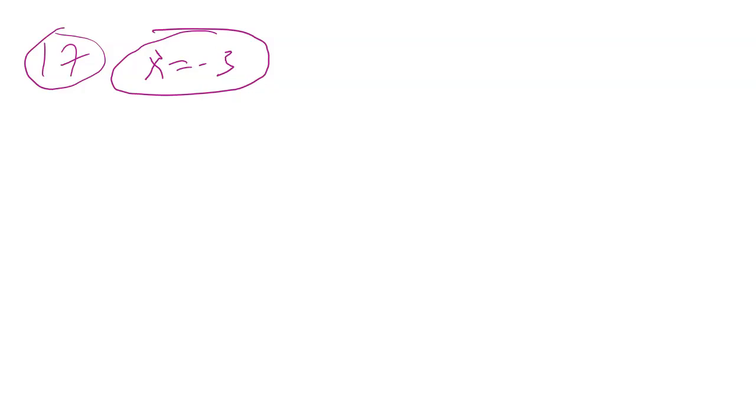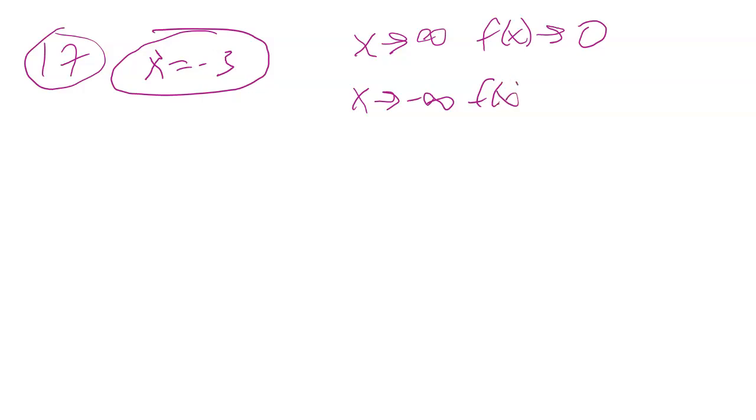And it looks like the end behavior, as x approaches infinity, the function values approach 0, or as x approaches -infinity, the function value approaches 0. So I'm going to say our other asymptote, the horizontal asymptote, is 0.